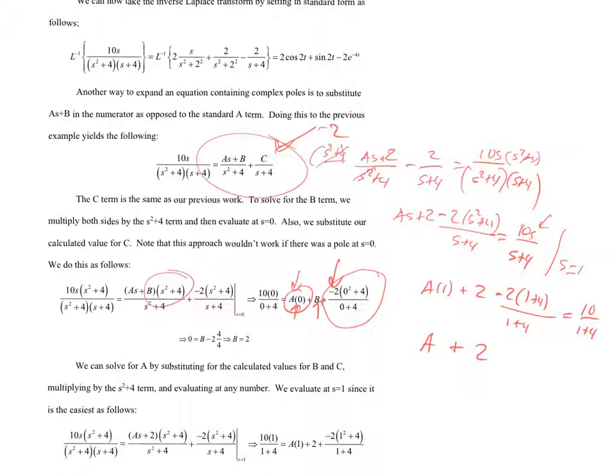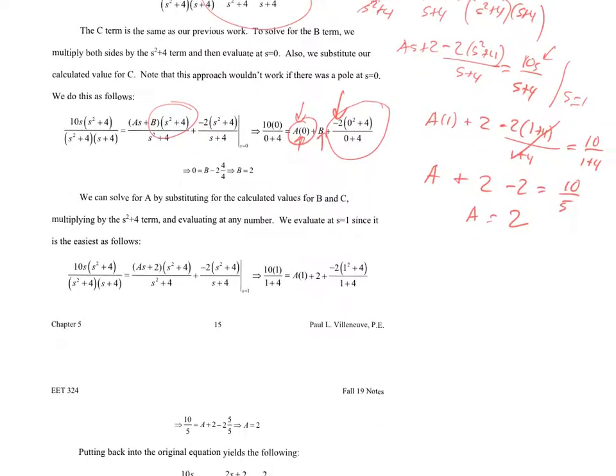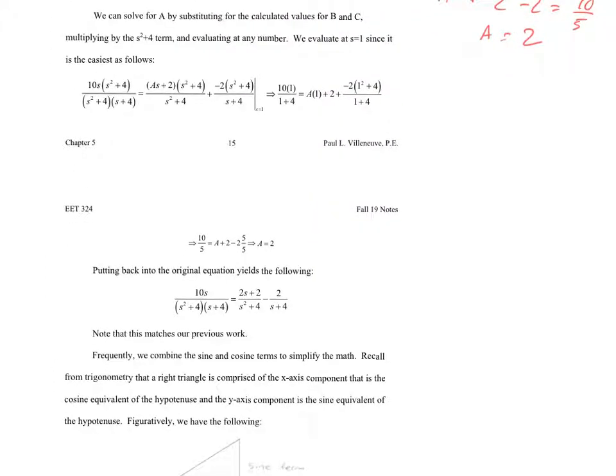So I've got a 1 plus 4 and a 1 plus 4. Those just divide out, don't they? Just because they're numbers doesn't mean they don't divide out. They're still multiplied. So that's a nice thing about picking 1, right? Because it's 1 plus 4 divided by 1 plus 4, I can just make that equal to 1. So this becomes A plus 2 minus 2 equals 10 over 5. So A equals 2. Okay? And that one works out perfectly well.